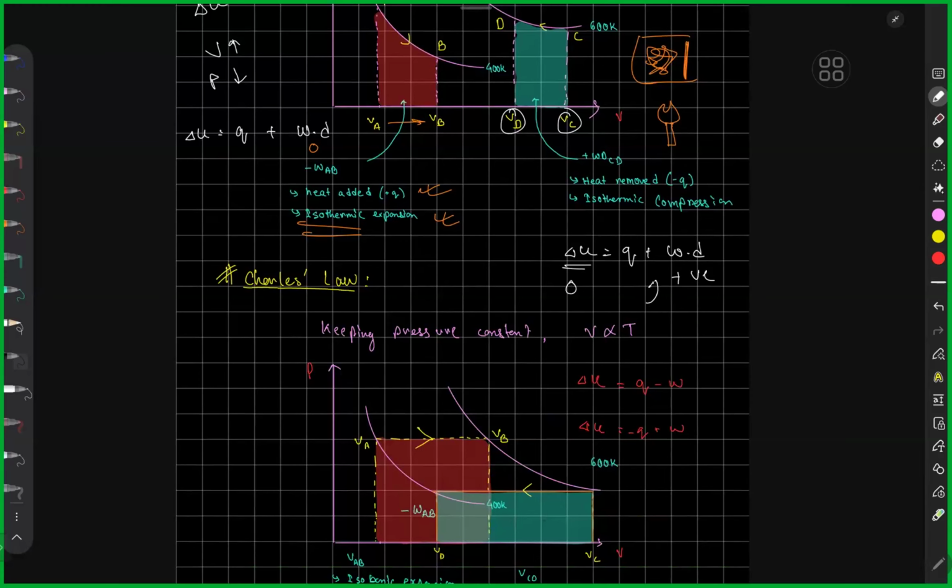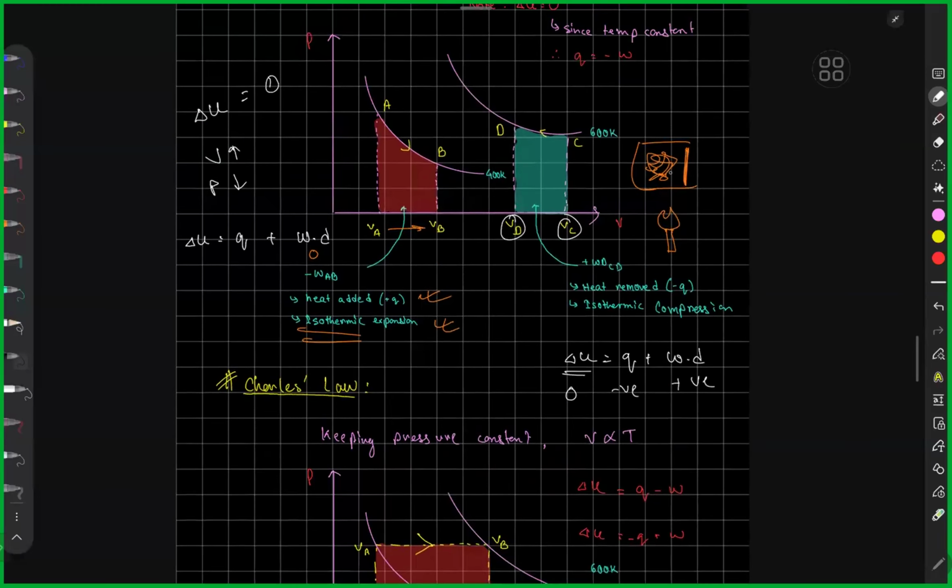So what is my heat transfer going to be? What is my heat transfer going to be? Negative. What does that mean? If I am pushing the piston inwards, right? I'm doing work on the gas.